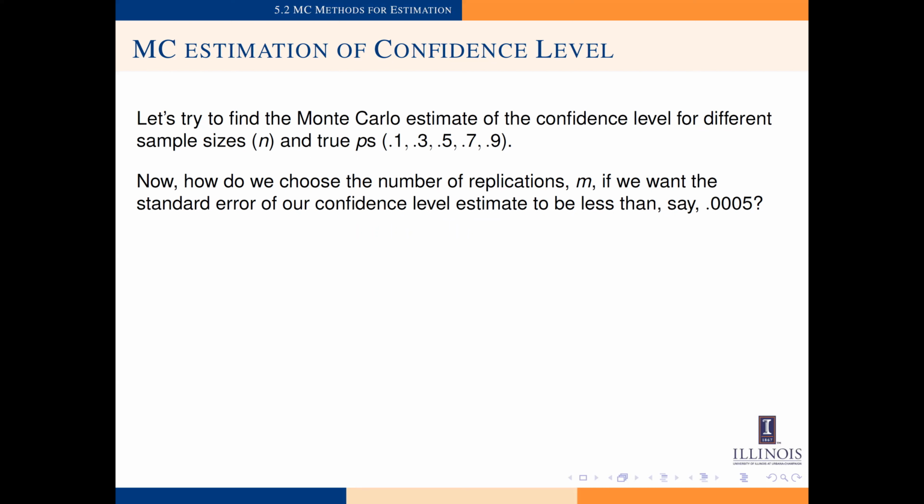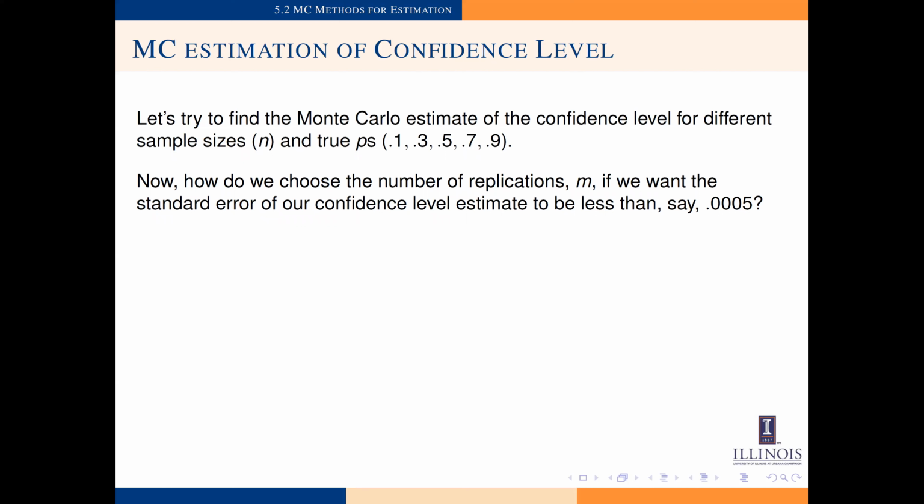In other words, how can we choose the number of replications M if we want the standard error of our confidence level estimate to be less than, say, 0.0005? This is a very practical task because the Monte Carlo estimate you get at the end is going to have some random fluctuations. Sometimes you will want to control the level of random fluctuations and ensure that it isn't going to be too large to affect the decisions that you make based on the Monte Carlo results.